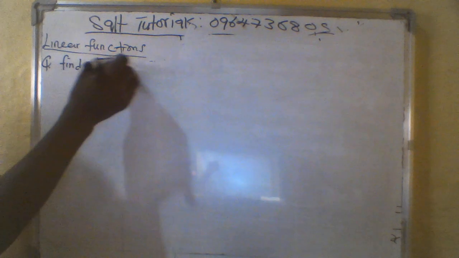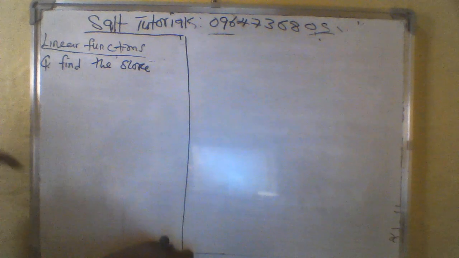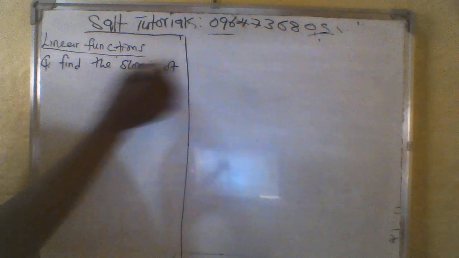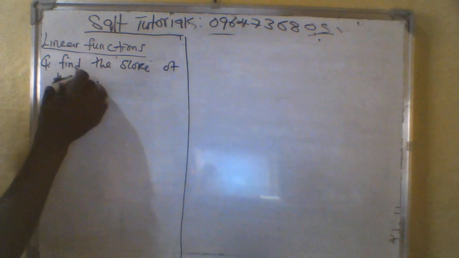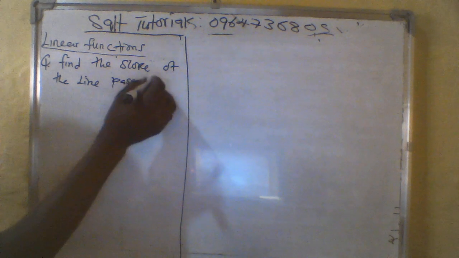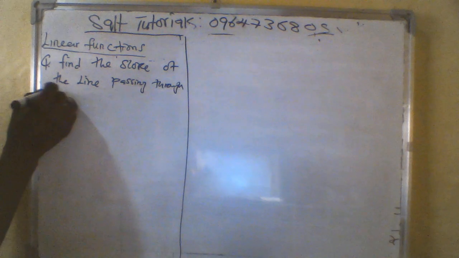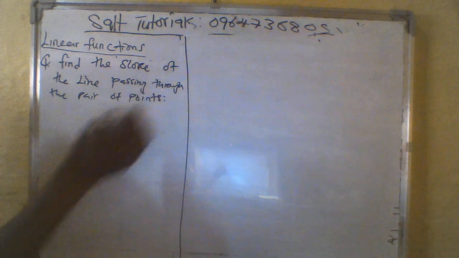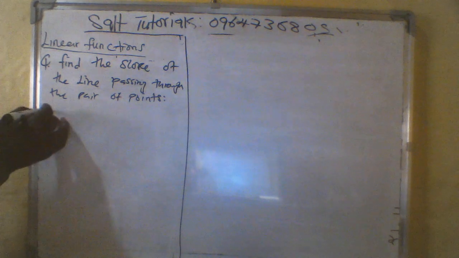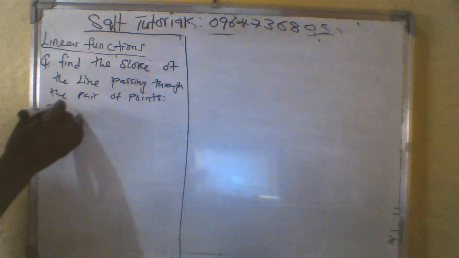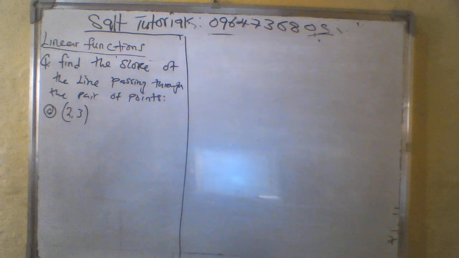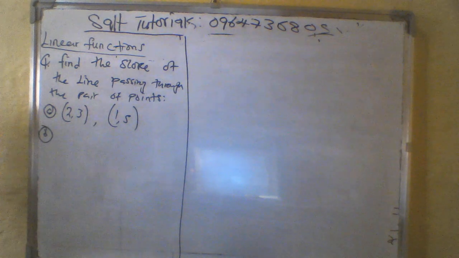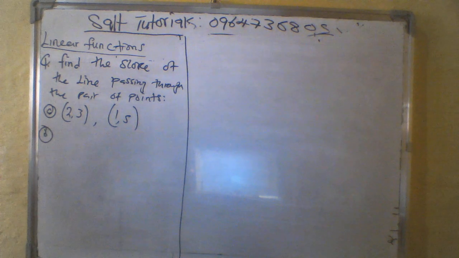Find the slope of the line passing through the pair of points. A. The pair of points for A are (2, 3) and (1, 5). B. The pair of points are 3/4.